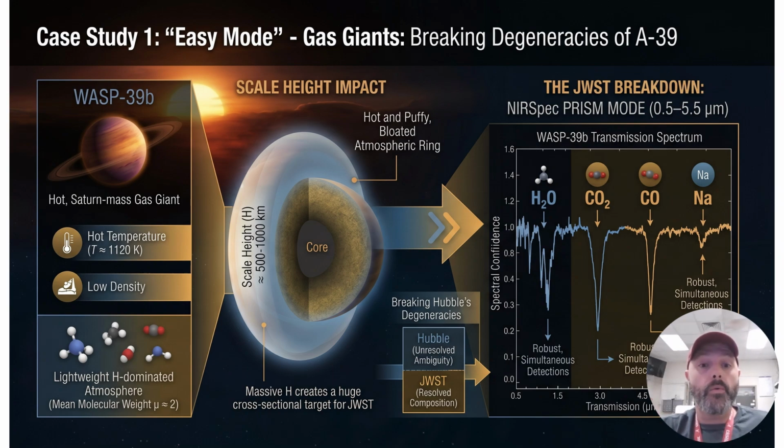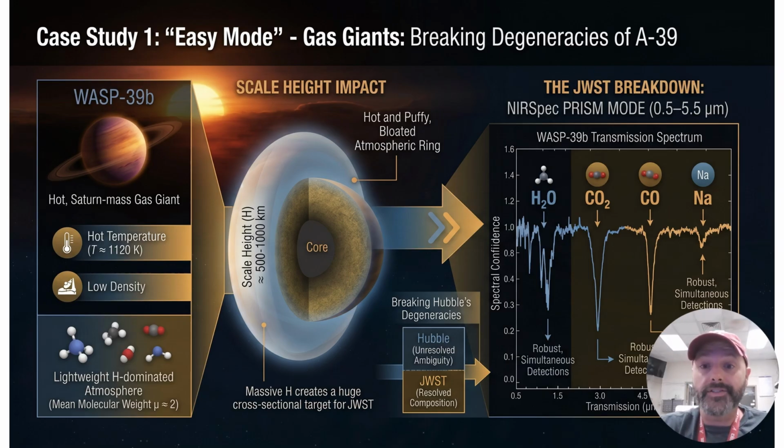So the study, WASP-39b, is the easy mode for this study. It's a hot, large Saturn-mass gas giant. It provides a huge signal, a massive signal to read from.